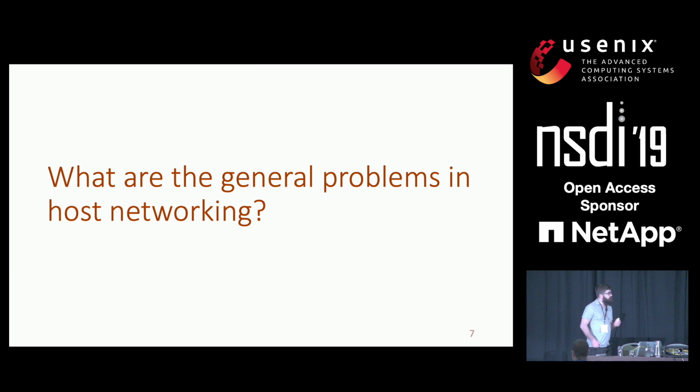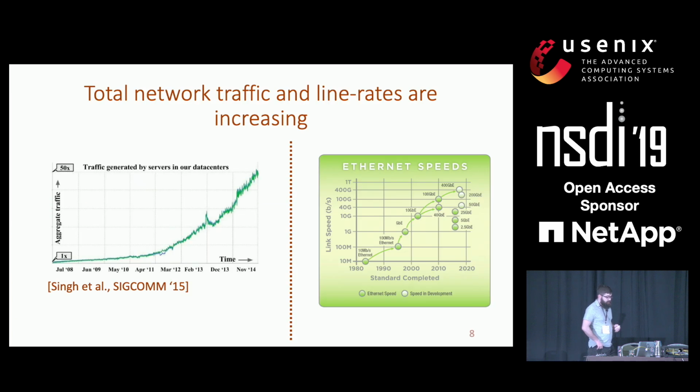Okay, so hopefully I'm not taking too long, but we're now at general problems. And the big general problem that we have to deal with in host networking is that line rates are increasing while our core performance has relatively steadied off and flatlined. So this is the big overarching problem that in some aspect all 3 of our papers in this session are going to be talking about.